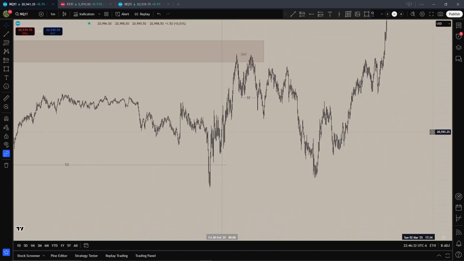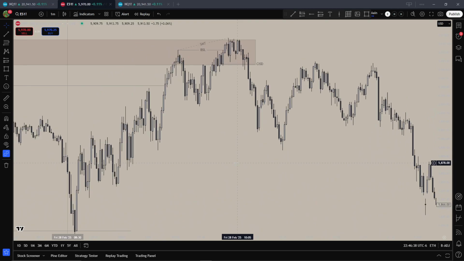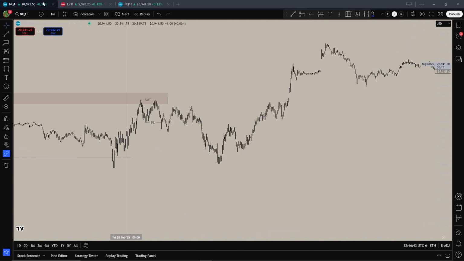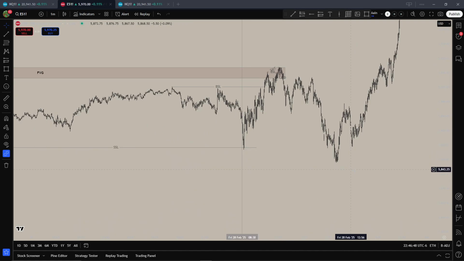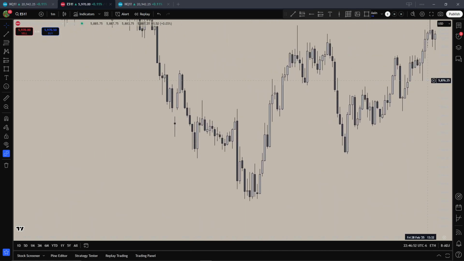This was the open of the 9 a.m., and as we can see, ES did take out these lows. Nasdaq didn't. Boom, SMT took this out. I could have taken another trade, but this was during lunch, so I didn't, and I had already taken 2 winning trades, so I was good on the day.